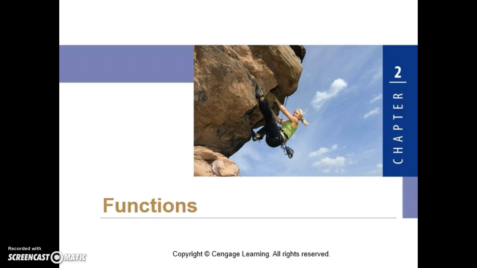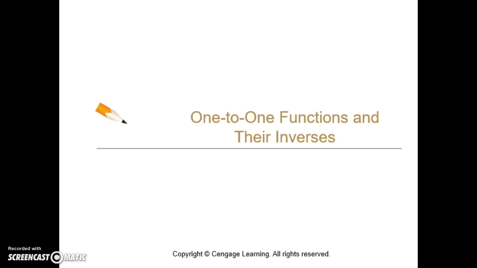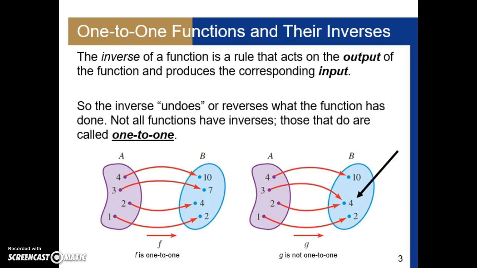So now we're going to talk about one-to-one functions and inverse functions. Let's talk about what it means for a function to be one-to-one. The inverse of a function is a rule that acts on the output of the function and produces a corresponding input. So the inverse undoes or reverses what the original function had done. Not all functions have inverses, but those that do have inverses are called one-to-one functions.